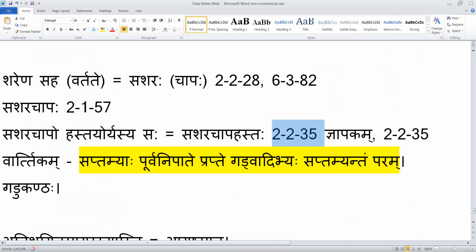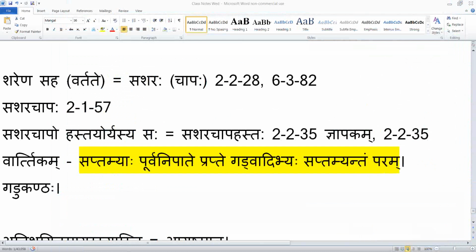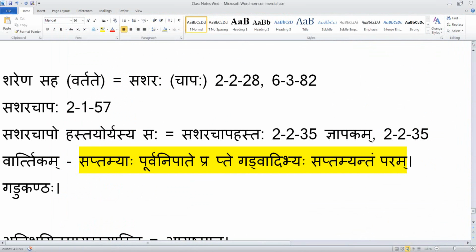And then saptami is going at the end here now. How come the saptamyantam is not going in the beginning? Because we just said saptami visheshana bahuvrihaha, it takes purvanipataha. Then why do we not have it in this compound here? Because there is this vartikam, which says saptamyaha purvanipate prapte. This is a typo here also. Excuse me, let me correct the typo here. It should be prapte.